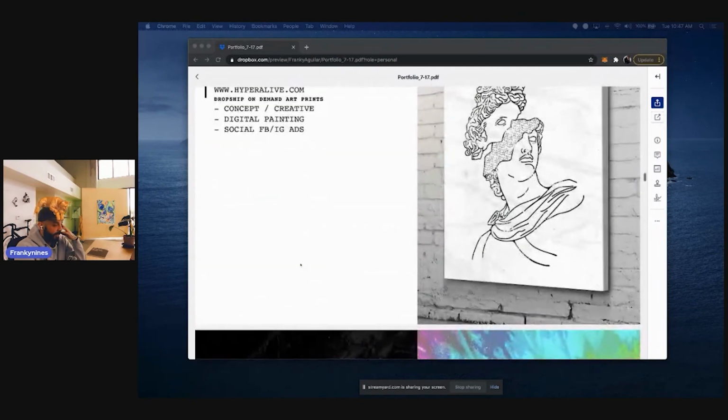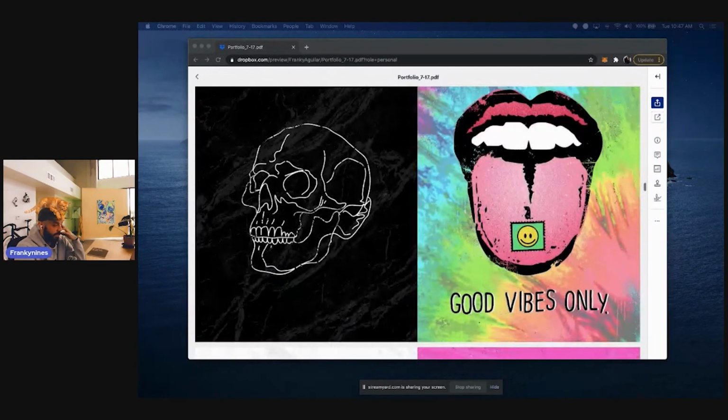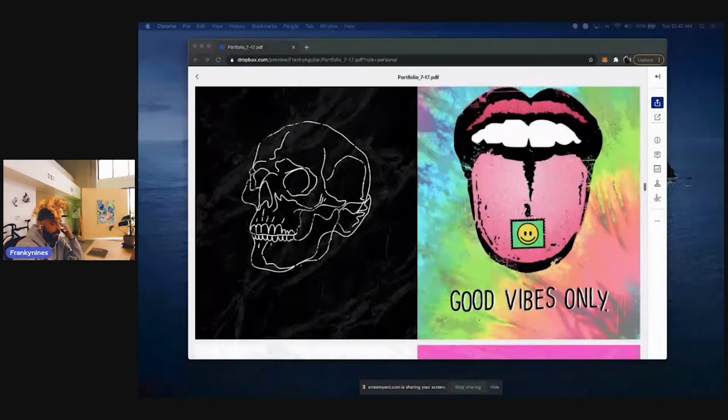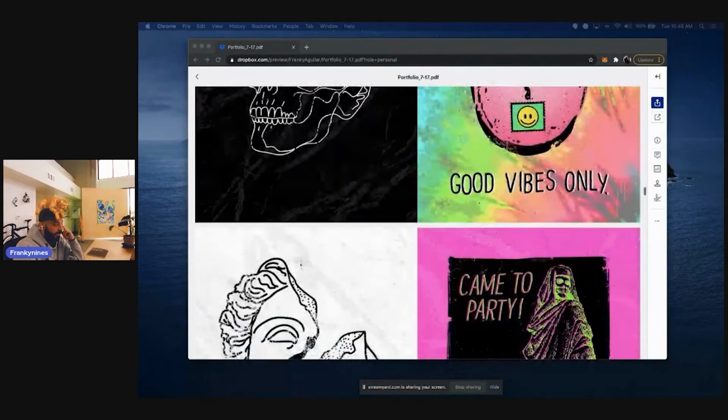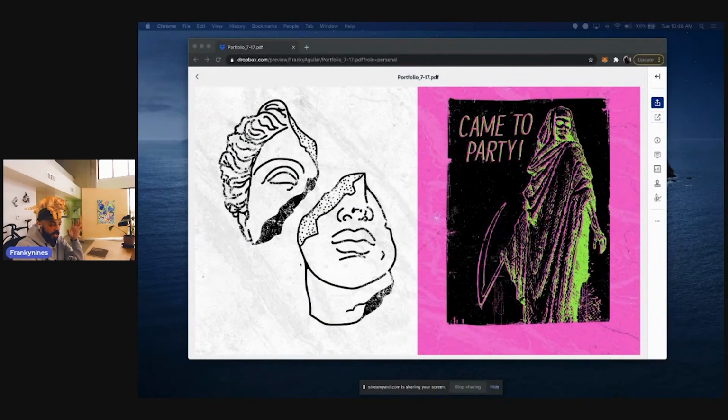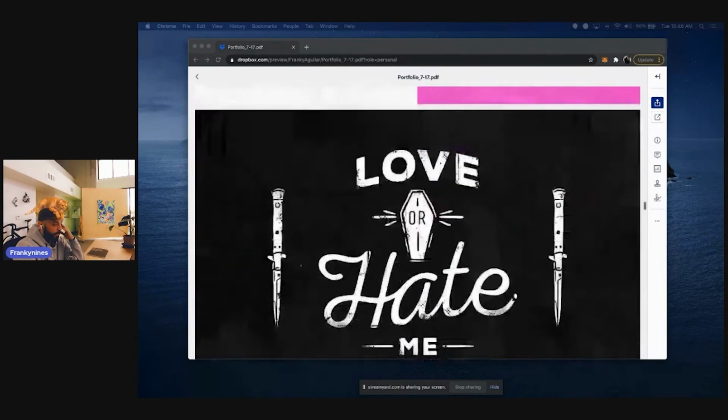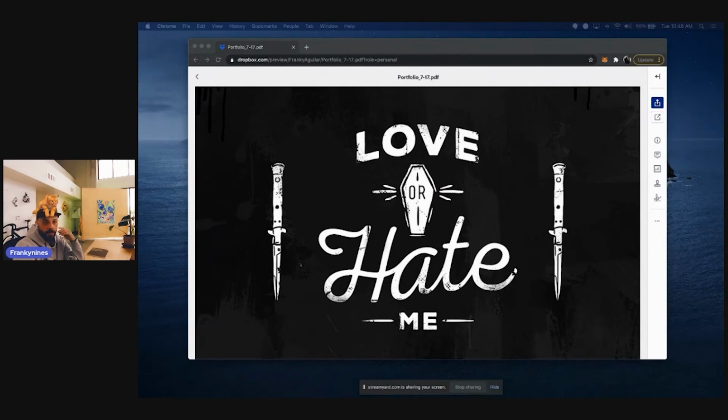Then I had some fine art pieces. This was all for drop shipping, like Photoshop work for on-demand canvas prints that I did. Again, I set the rules. They're all kind of grungy. This is all Photoshop work. These were all really fun to make. Different poster designs that were sold on Zazzle and Redbubble.